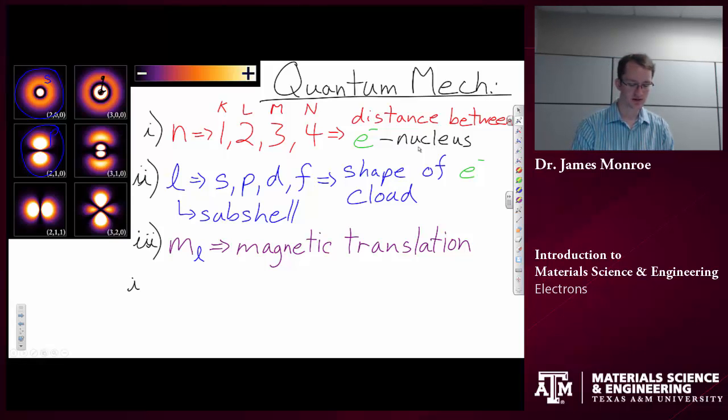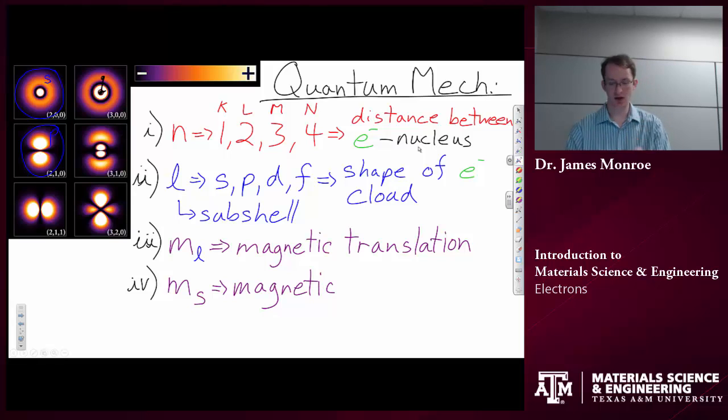And the fourth quantum number that we want to take into consideration will be M sub S. And you probably guessed it already. This is the magnetic contribution to the motion of that electron due to the spinning of that electron. So now we have everything that we need to know to describe the way the electron will move around the nucleus of an atom.